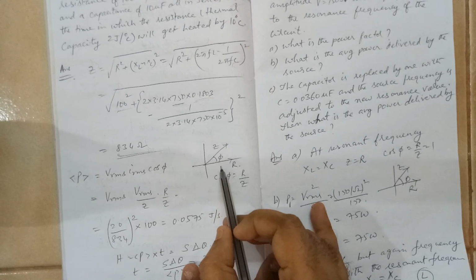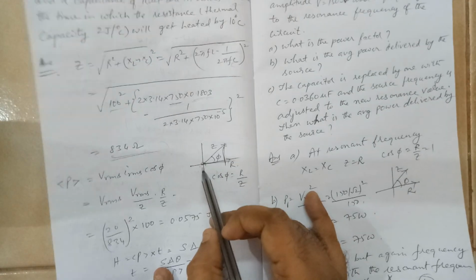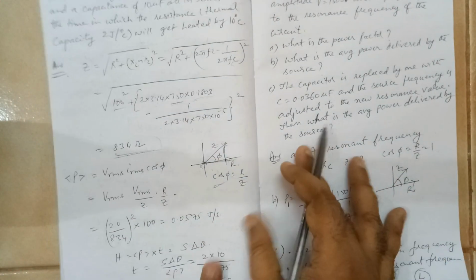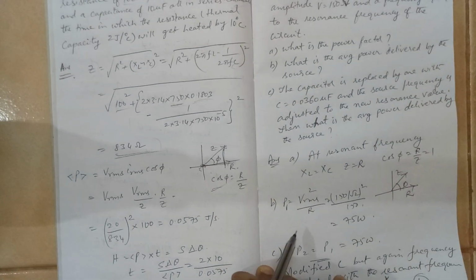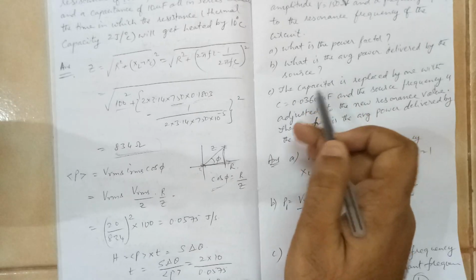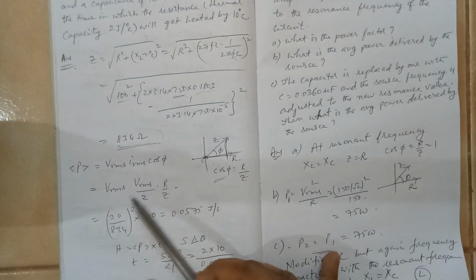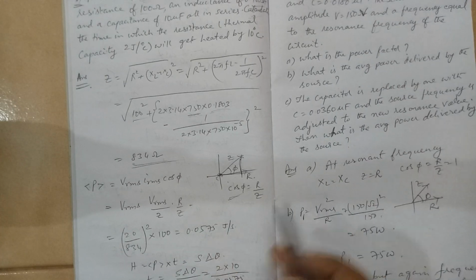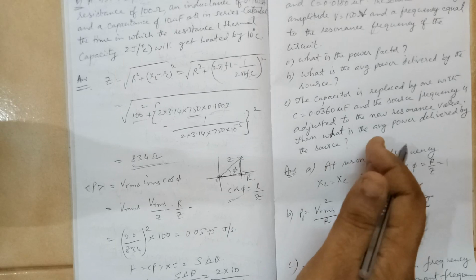What is cos phi? If you see the diagram, this is the triangle, assume this is adjacent side, hypotenuse, so R by Z is the cos phi. So in the question, sometimes you can calculate the power factor by calculating the cos phi value also. Here it is V square by Z square into R. R is 100. So you get 0.0575 joules per second. That is the power.